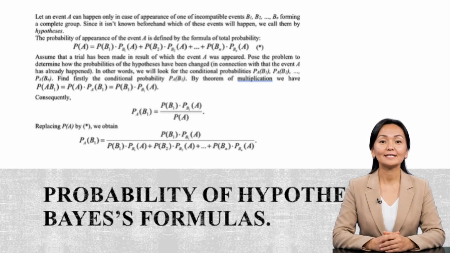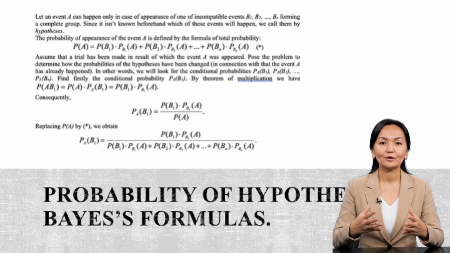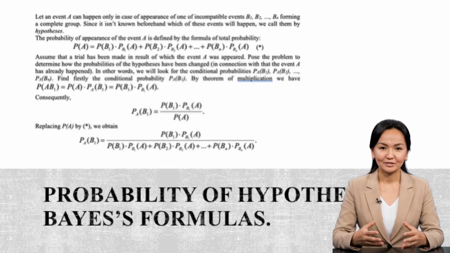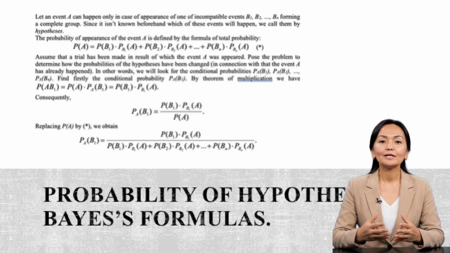In this context, the events B1, B2 through B subscript n are called hypotheses because they represent different possible scenarios or causes that could lead to A. Bayes' formulas tell us how to update our beliefs about these hypotheses after observing event A.